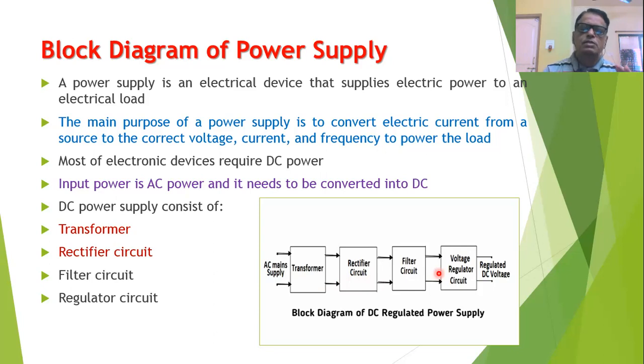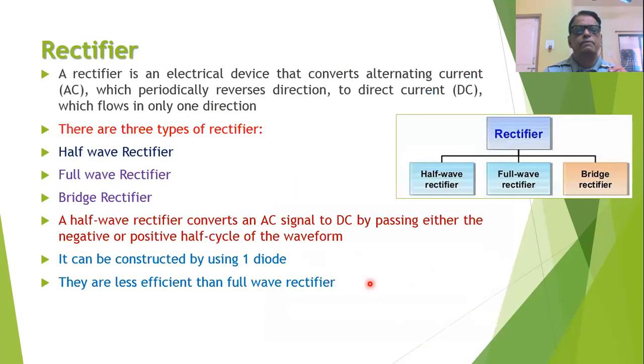Out of these, as far as this session is concerned, we are going to discuss only one rectifier circuit, and this rectifier circuit is called a half wave rectifier circuit. A rectifier circuit, you can say, is an electrical device that will convert alternating current or AC, which periodically reverses direction, so sometimes it is positive, sometimes negative, into a direct current. Direct current is a current which will flow only in one direction. So the device which converts AC into DC is called a rectifier.